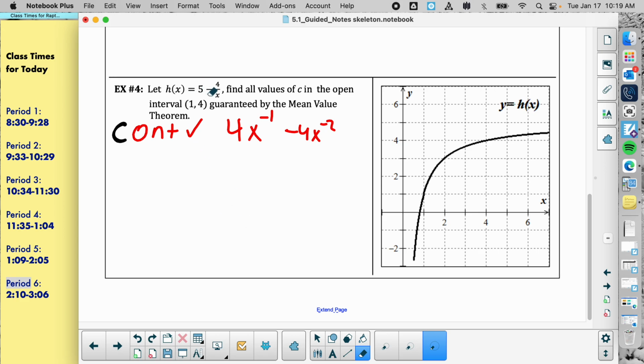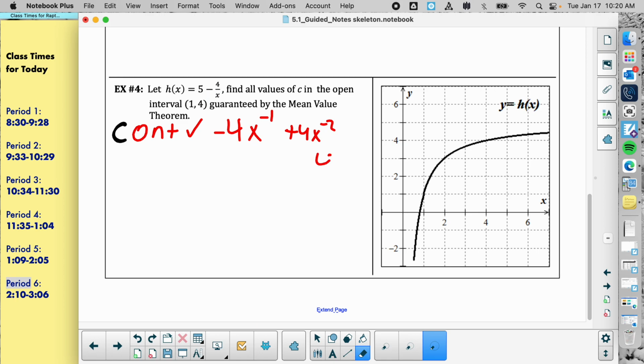Oh, this should have been a negative to start with. That was my fault. So this is a positive then? This is supposed to be minus 4x to the negative 1 because it was a subtraction in the problem. Okay. So it's 4 over x squared. Correct.